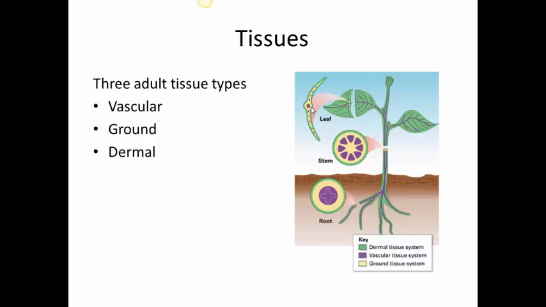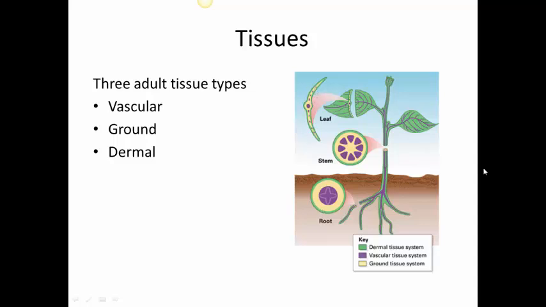So it's showing us the locations of the adult tissues in the leaf, in a cross section of the stem, and then also in a cross section of the root. So as you can see, the dermal tissue is covering the outside of the plant body. The vascular tissue is in a central core within the root, but then it's sort of in these bundles in a ring in the stem. And then in the leaf, it's in these little bundles throughout.